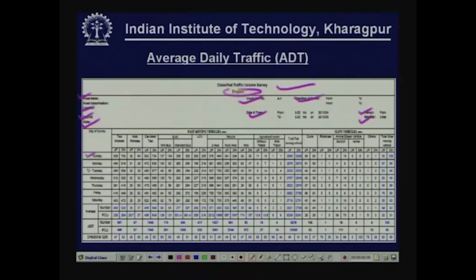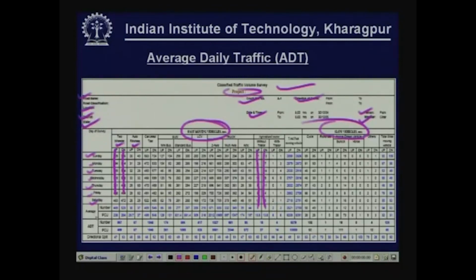So, this is Saturday, Sunday, Monday, Tuesday, Wednesday, Thursday, Friday, Saturday. For each day, there are two broad classes: fast moving vehicle and slow moving vehicle. Under fast moving vehicle, there are different vehicle classes like two wheeler, three wheeler and all sorts of things. Further, there are two columns everywhere: one for up direction traffic, another for down direction traffic.